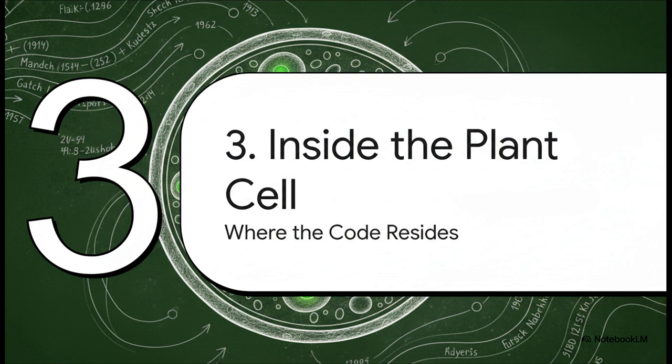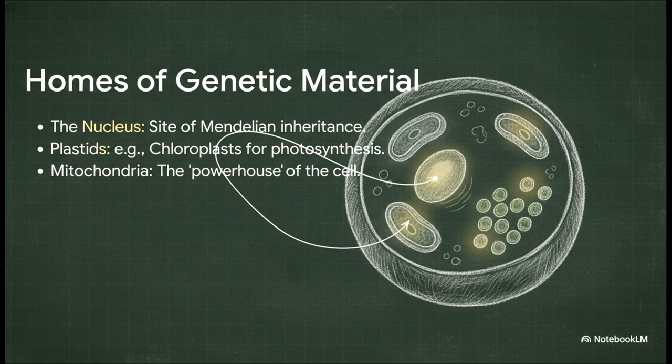Now that we have a bit of that historical context, let's zoom in, and I mean way in, down to the microscopic level of the plant cell. This is the physical place where all this genetic action actually happens. So, inside a plant cell, you might think all the DNA is stored in just one place, but it's not. It actually has 3 distinct homes. The main one, the big one, is the nucleus. But we also find unique sets of genes in these little organelles called plastids, like chloroplasts, and also in the mitochondria. And trust me, each of these genomes has its own unique story to tell.